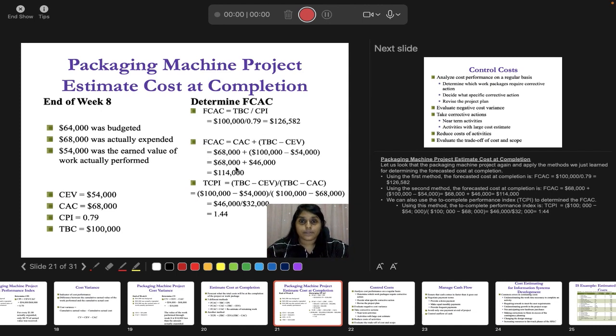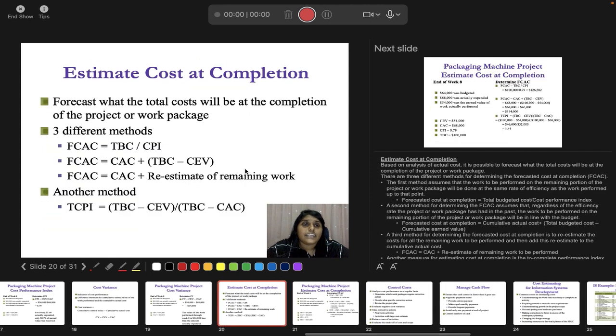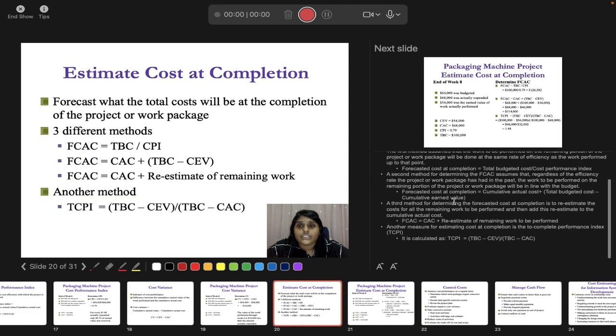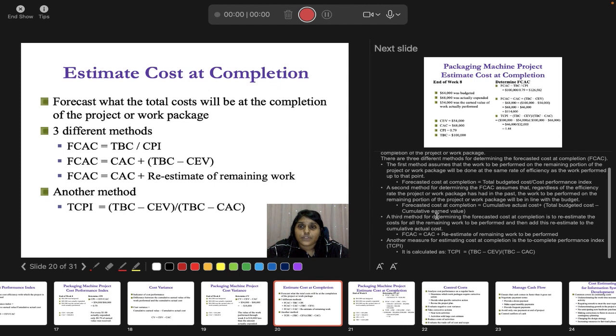Approach 2, you estimated that it is only going to be 14,000 higher than your actual budget, because your actual budget is 100,000. Now it is 114,000. It is going to be only 14,000 higher, whereas in here it is 26,582 higher than your actual budget, which is 100,000.